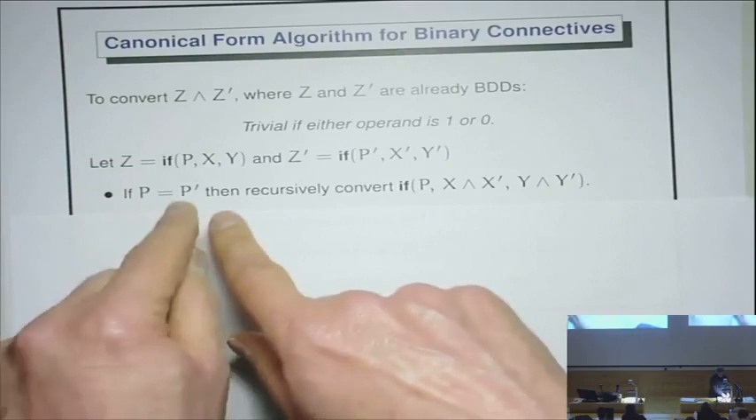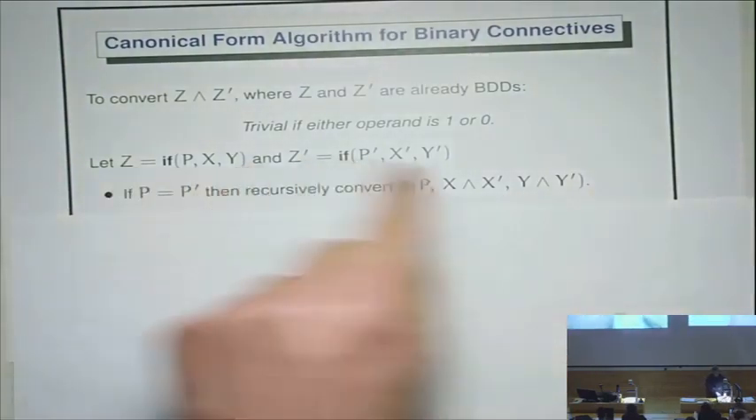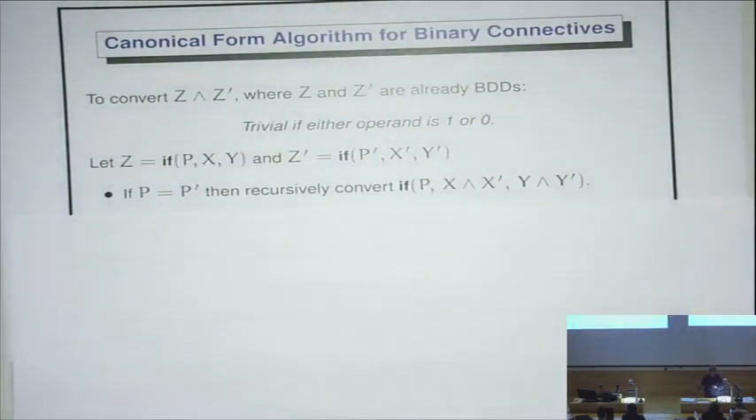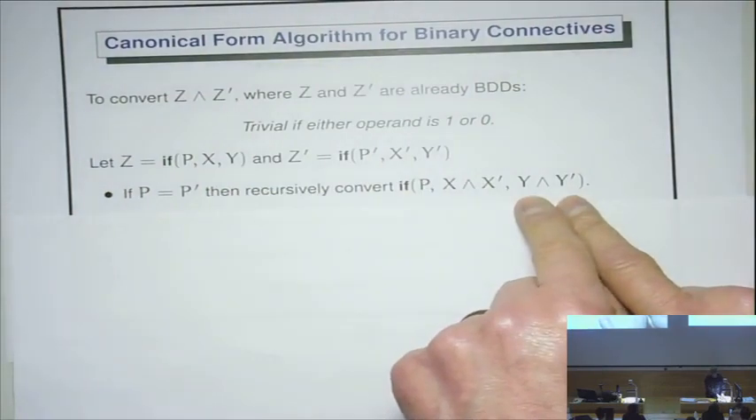If both P and P prime are false, then we will both get the Y part here or the Y prime part there, which are when they are false. So they will both be false, so we are going to and the two together.